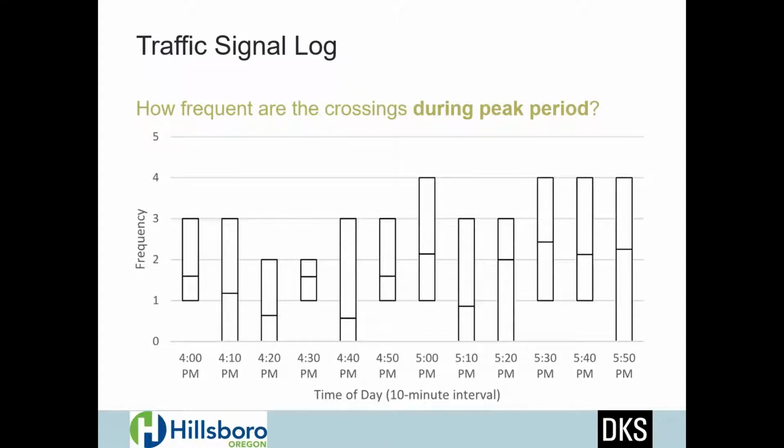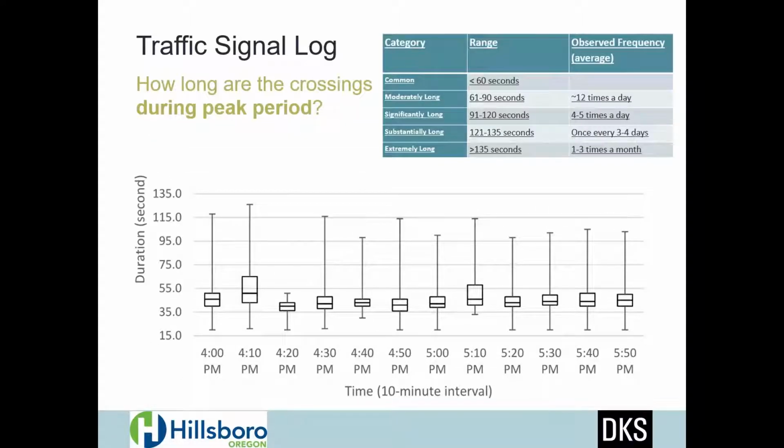So during the peak 2-hour period, we looked at, in 10-minute bins, what was the frequency of train crossings. And we can see here that there are some outliers, especially in the 5 to 6 period, where we're squeezing 4 trains through in a 10-minute window. That's at the high end. So on these bars, the middle line is our median condition, and then our minimum and maximum. So there's quite a bit of variability in the bunching of trains through here. And then we looked at how long are these crossings.